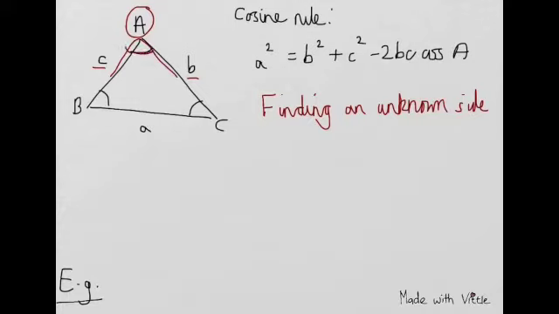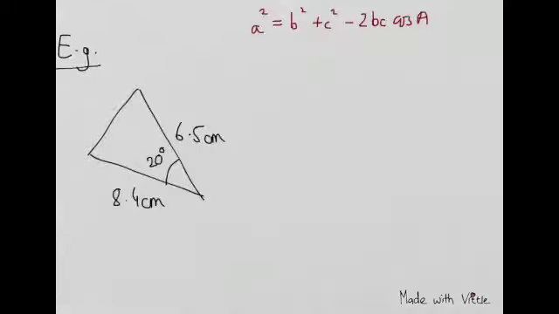So that's the kind of picture we're looking for to have enough information to be able to use the cosine rule to work out the opposite side A. So the cosine rule is A squared equals B squared plus C squared minus 2BC cos A, and we'll have a little look at an example of how to work that out.